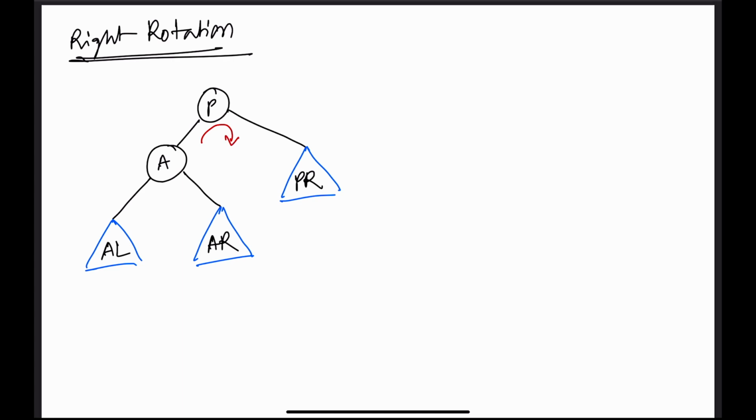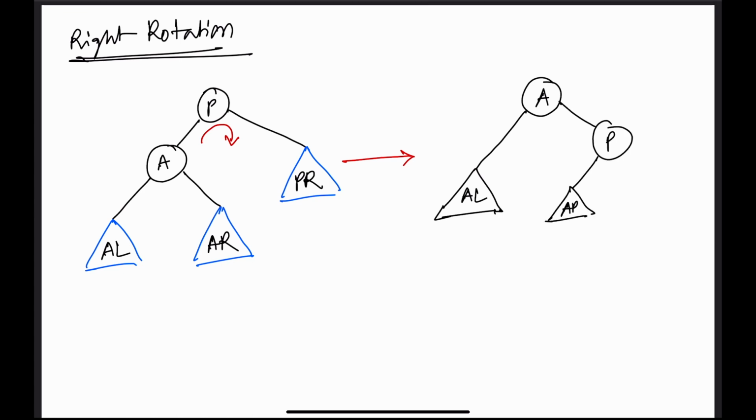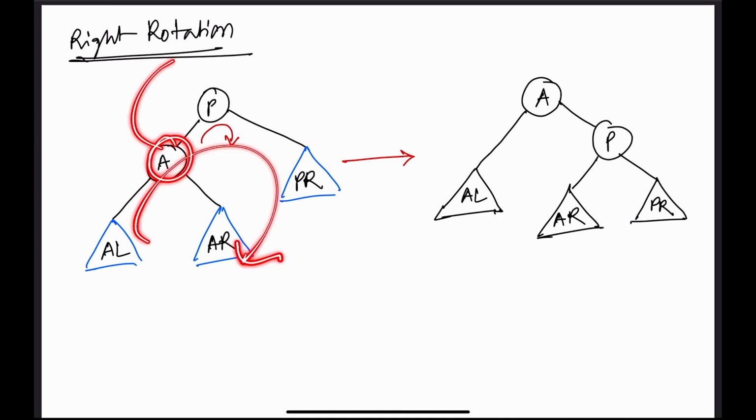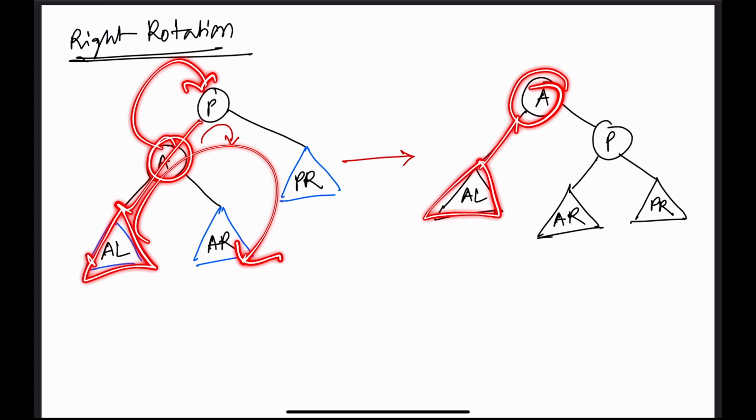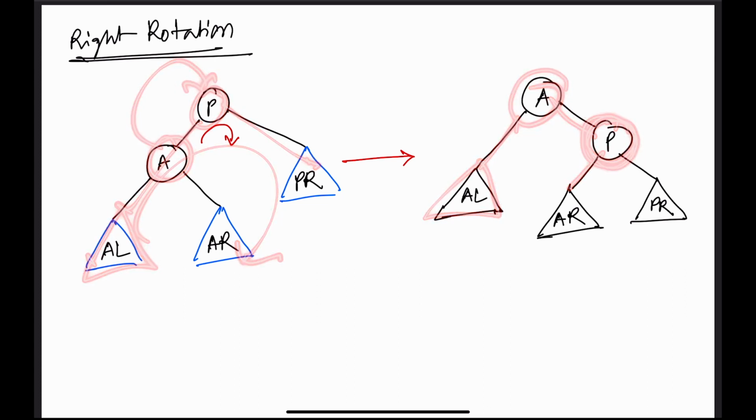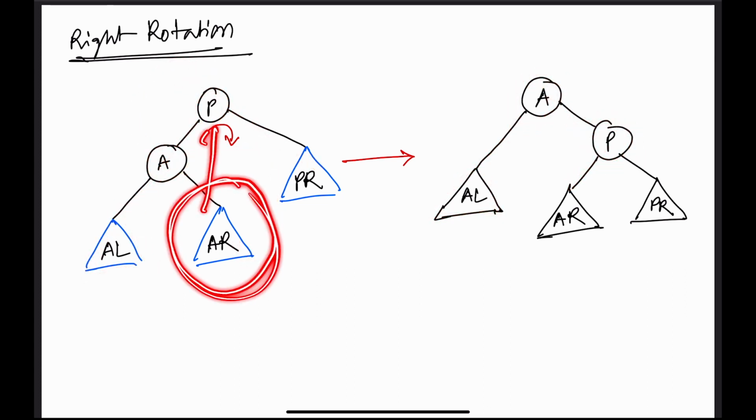So after that, what will happen? The tree will be like this. Okay, this is the resultant tree. Now how has it come? After right rotation, when you twist it like this, obviously A will be shifted to the top, and A of l will stay as it is. But P would be the right child of A. And what would happen with A of r? It would be associated with P.